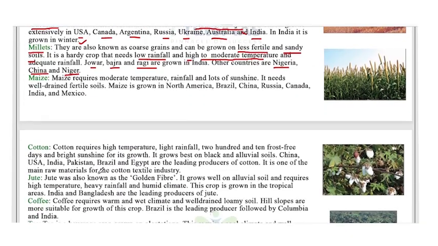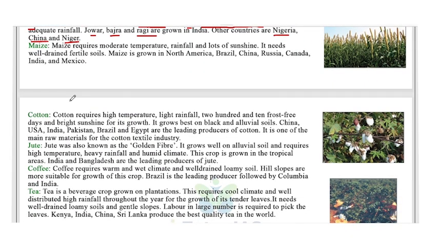Next one is maize. Maize requires moderate temperature, rainfall and lots of sunshine. It needs well-drained fertile soil. Maize is grown in North America, Brazil, China, Russia, Canada, India and Mexico.